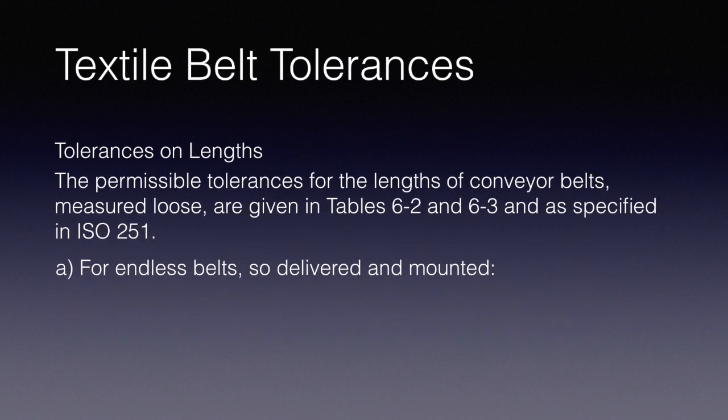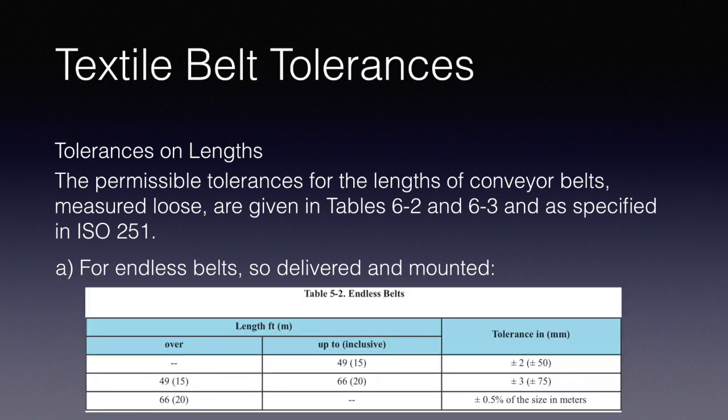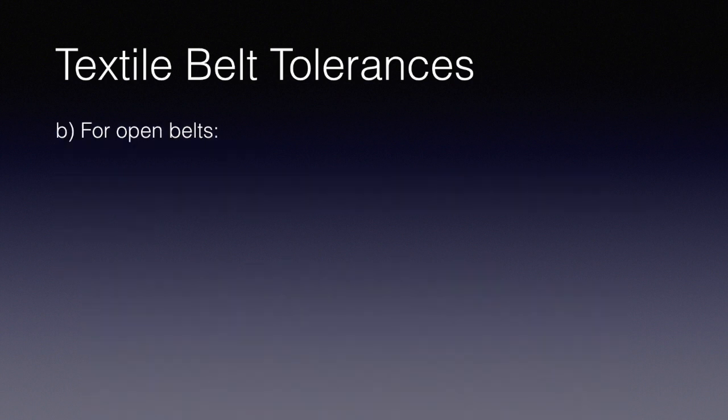Tolerances on lengths. The permissible tolerances for the lengths of conveyor belts, measured loose, are given in Tables 6.2 and 6.3 and as specified in ISO 251. A. For endless belts, as delivered and mounted. B. For open belts.